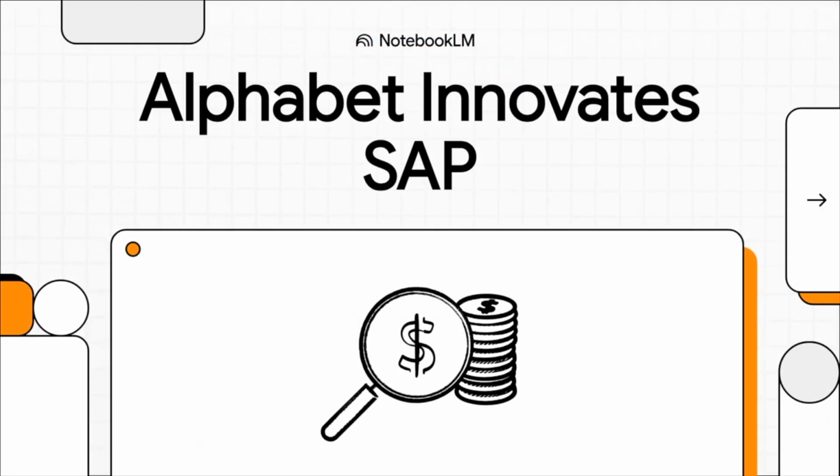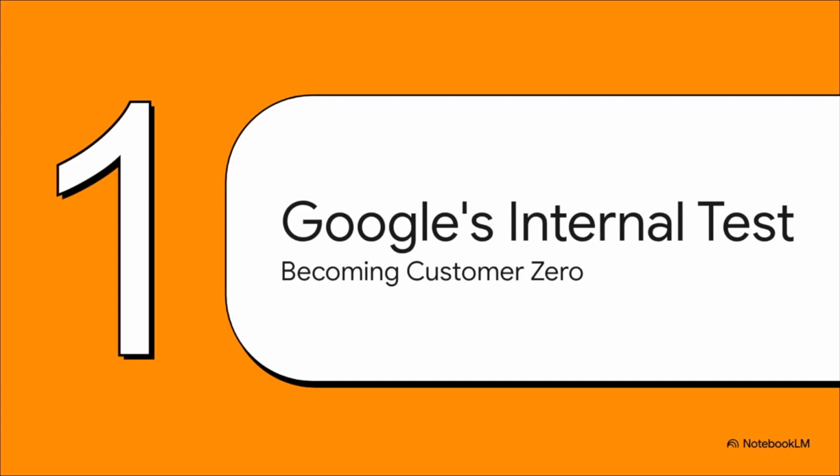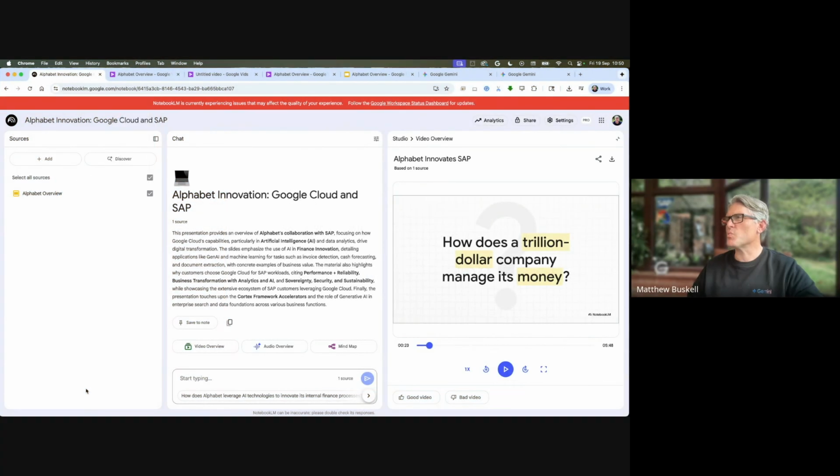Today, we're going inside one of the biggest companies in the world. To manage this tidal wave of data, well, it takes more than just people. It takes some serious intelligence. So what did Google do? Well, instead of seeing this complexity as just a problem, they saw a massive opportunity. They decided to become customer zero. So that's really cool.